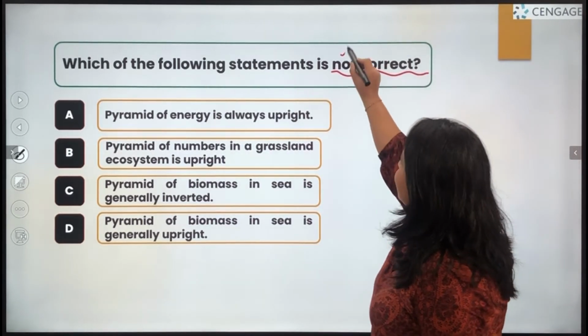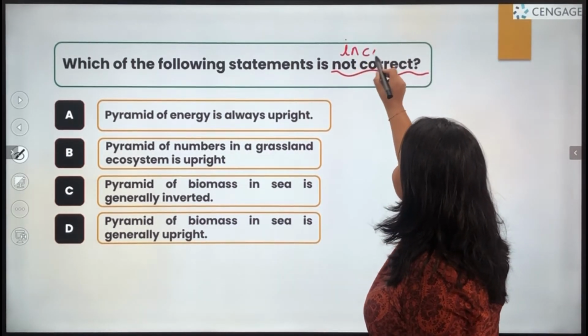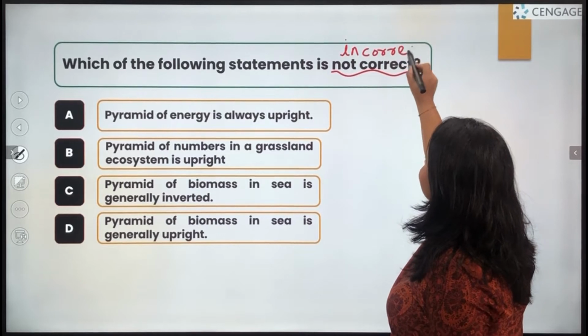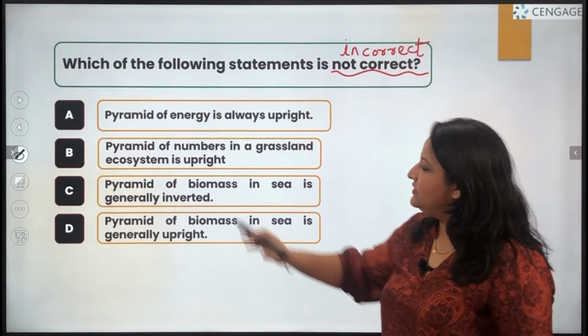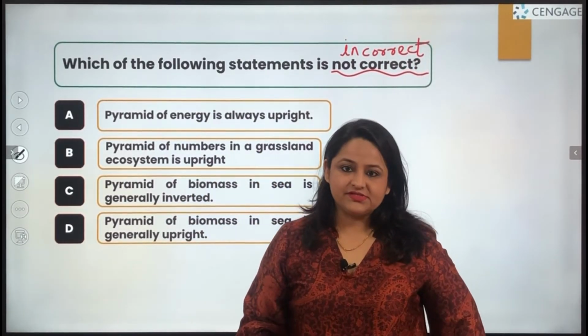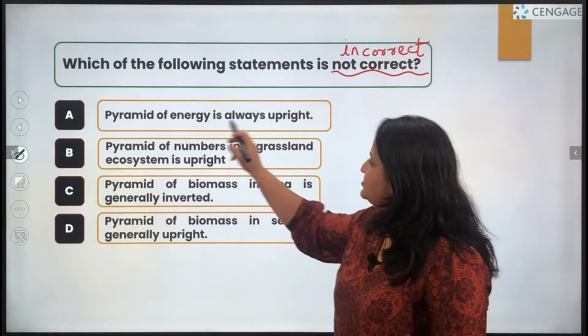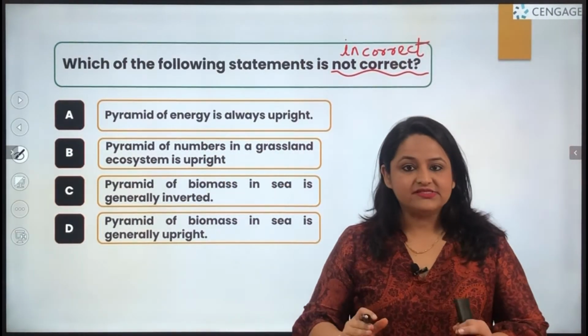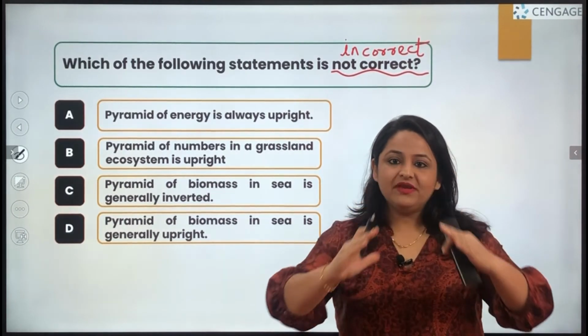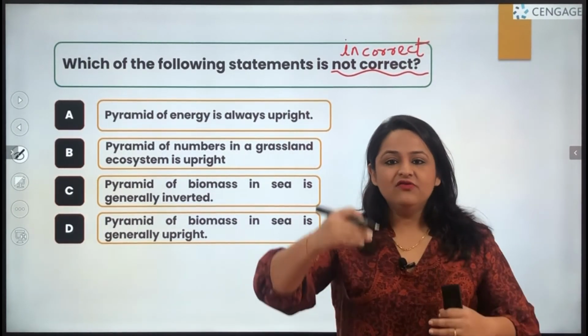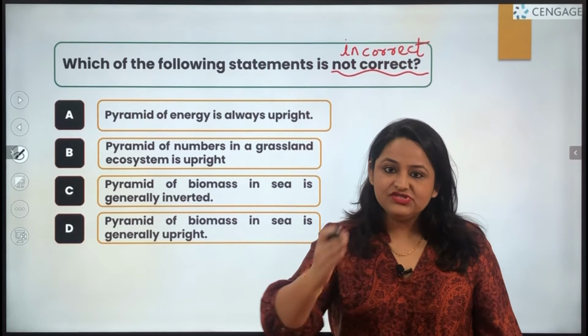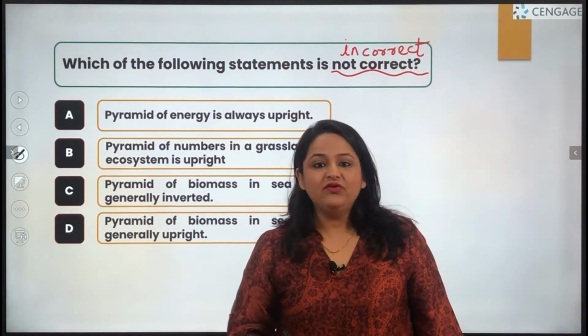Next question over here, we have to find out the statement that is not correct. That means we have to find out an incorrect, false statement. Now this is a question on the pyramids. The pyramid of energy is always upright. Yes, we know that the energy pyramid keeps on decreasing from every trophic level. The energy keeps on decreasing at every trophic level.